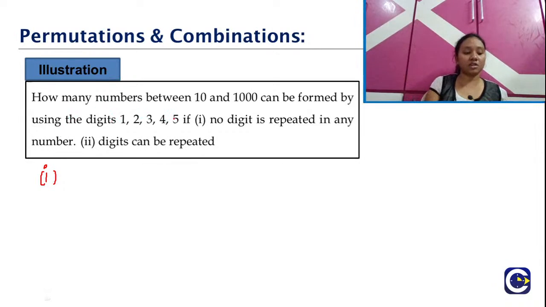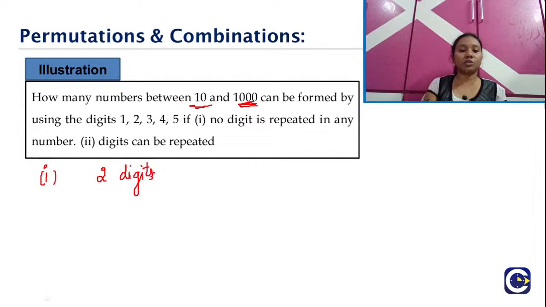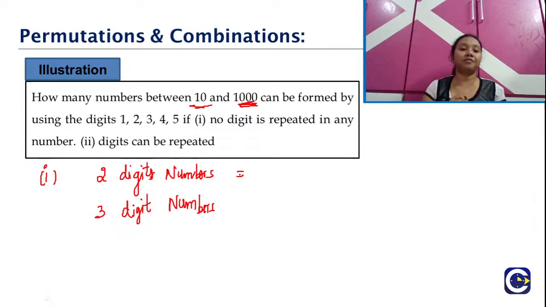So here, if you observe, how many numbers between 10 and 1000 can be formed by using the digits. Numbers between 10 and 1000 will be how many digit numbers? It will be 2-digit numbers, or it can be 3-digit numbers, because in between 1000, 4-digit won't be counted. So let's see how many ways a 2-digit number can be formed here.